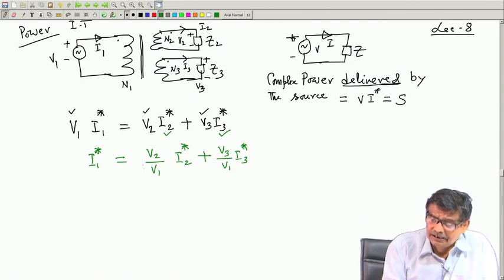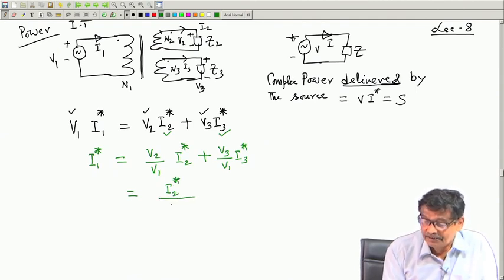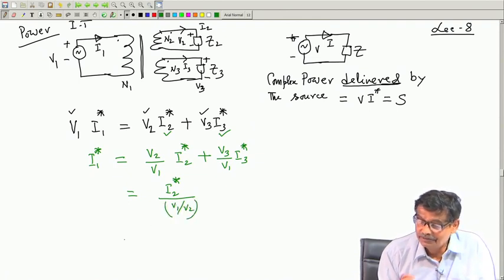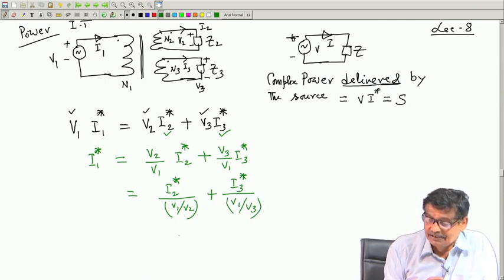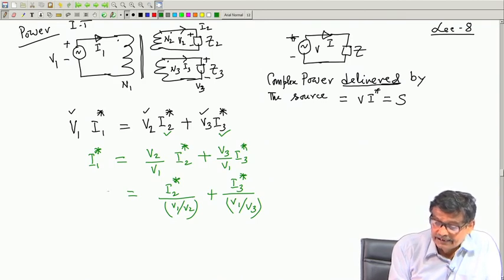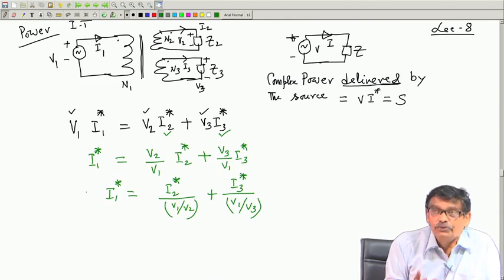So, these will give you that turns ratio. It is essentially another way of showing that the reflected current of this one is V 1 by V 2, bring it down, this is nothing but N 1 by N 2. Similarly, this is I 3 star by V 1 by V 3, that is N 1 by N 3, I 2 by A is this one. So, I will get I 1 star, but I want to know I 1.